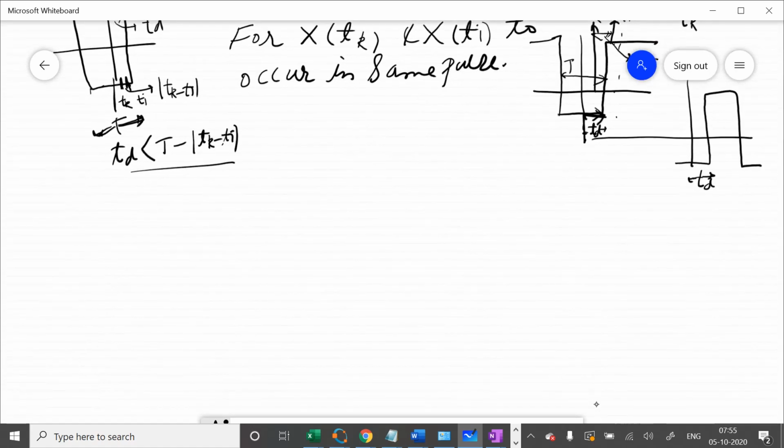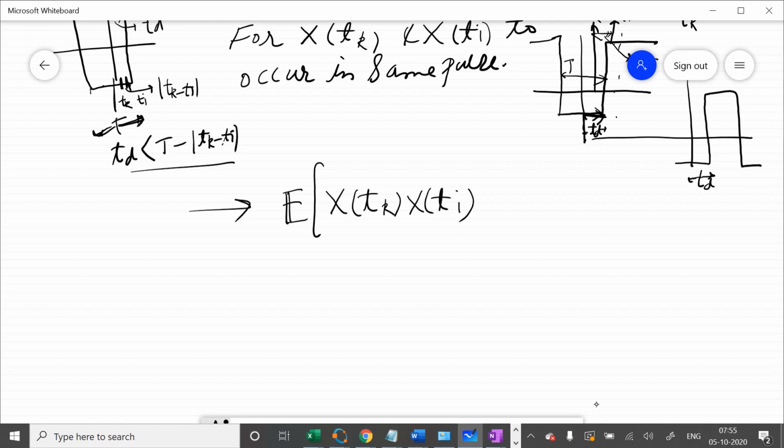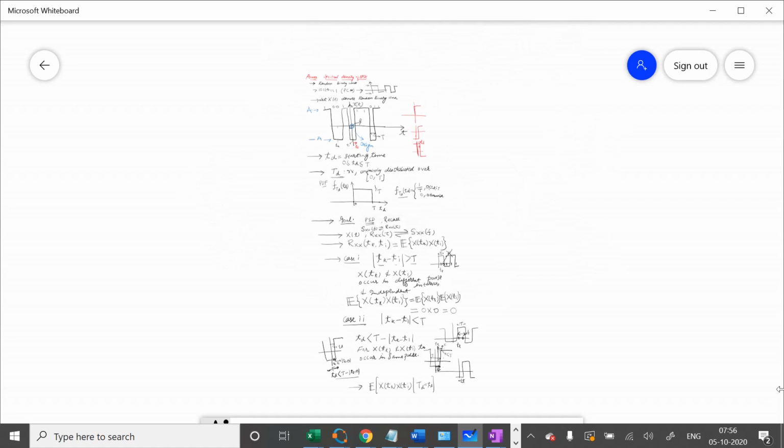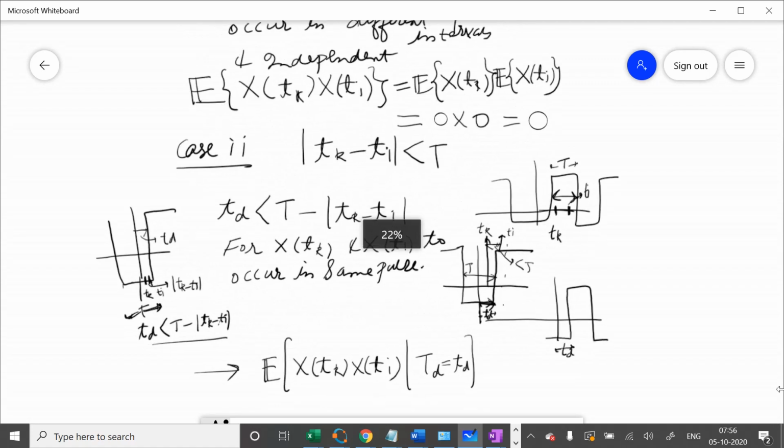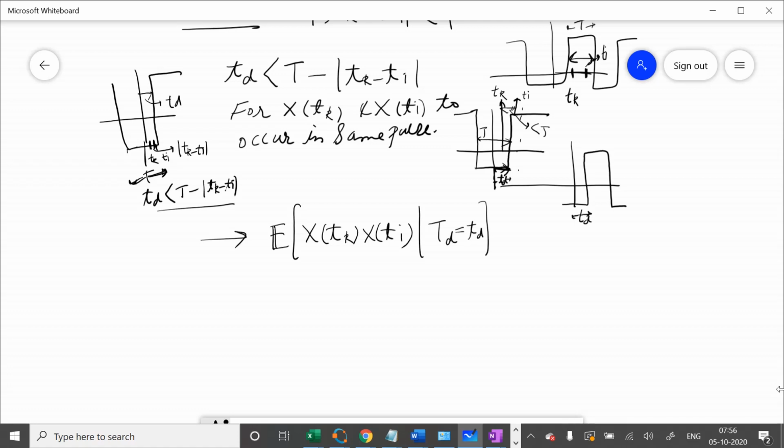Now under this condition, the expected value of x of tk, x of ti, but this expected value we are computing for a particular td, so I will write here, given td takes some value td, for a fixed delay time, or for a fixed synchronization time. So what is its value?